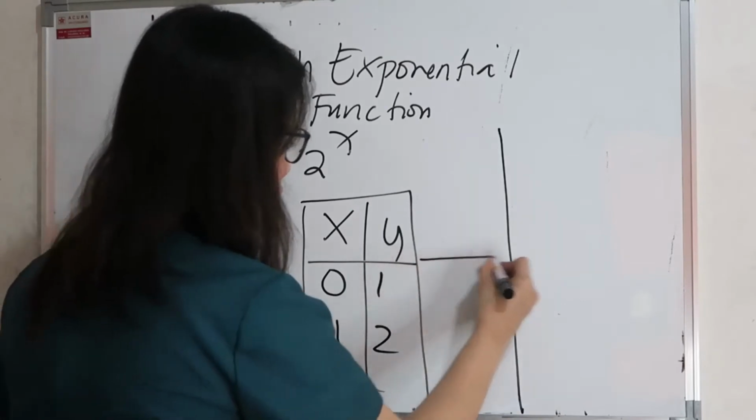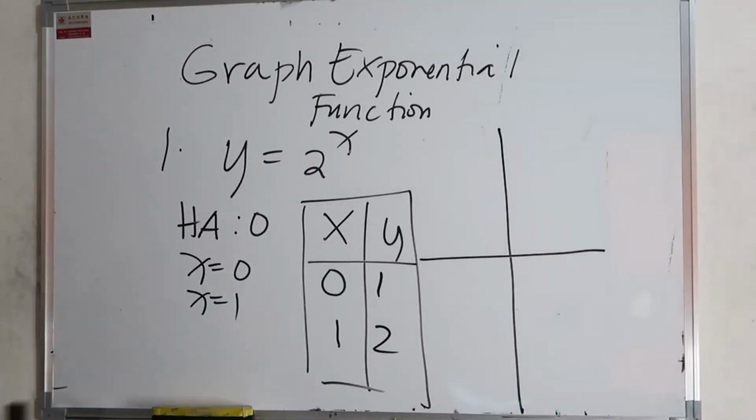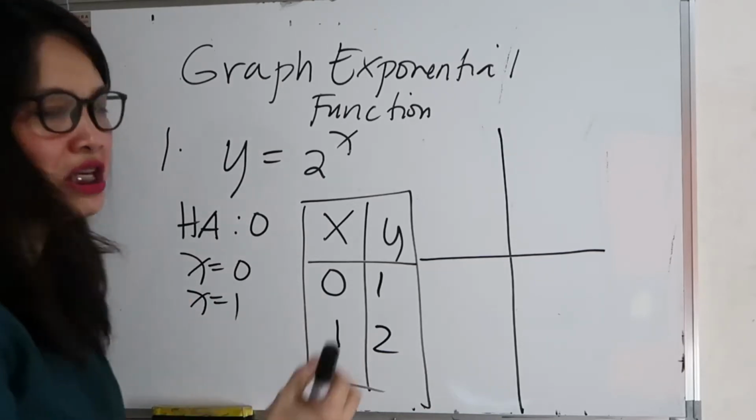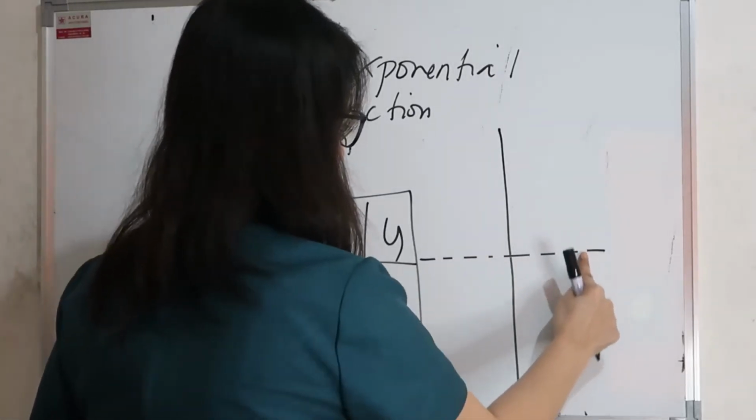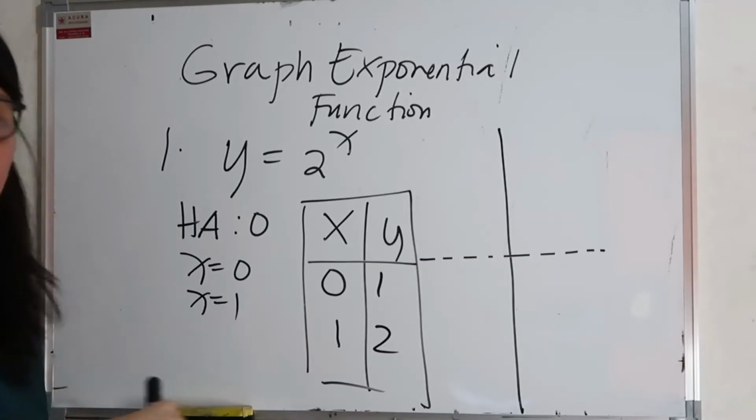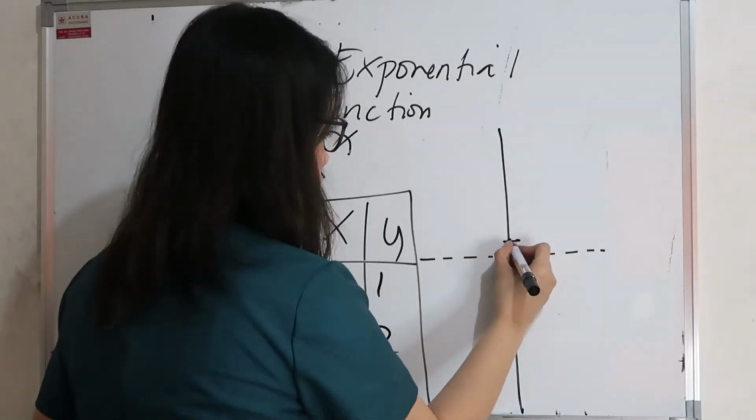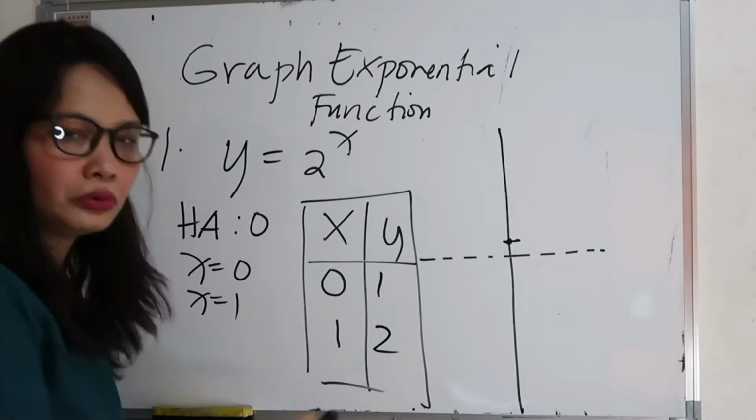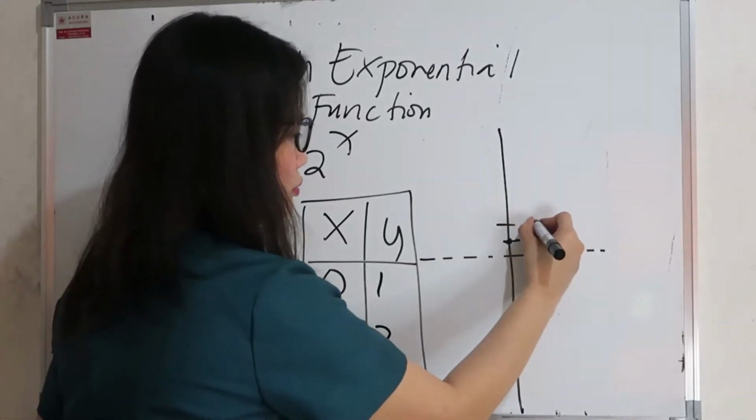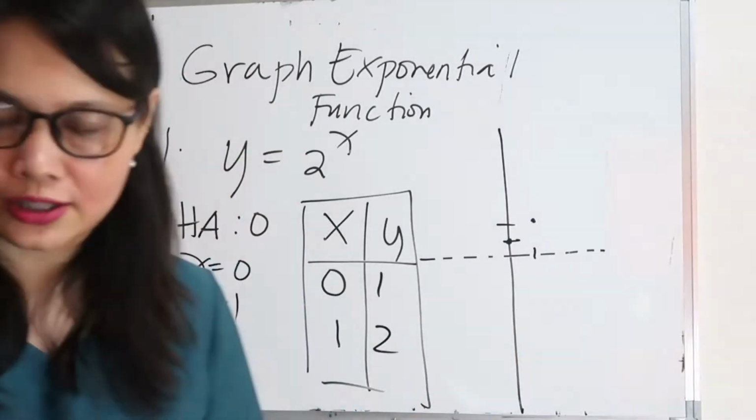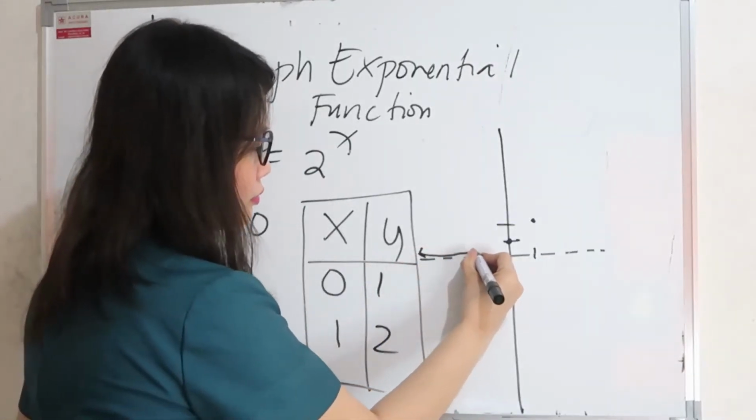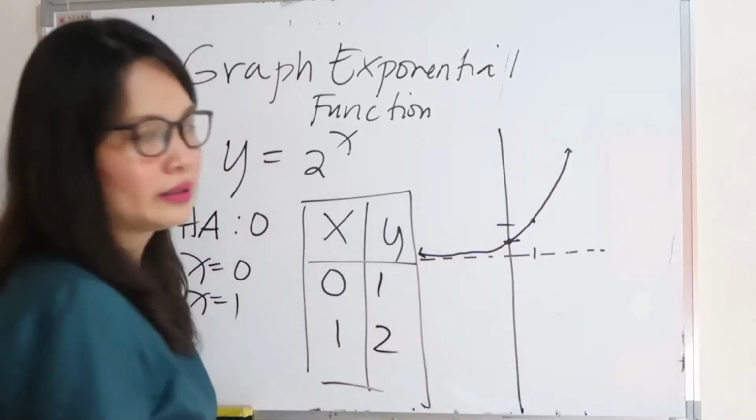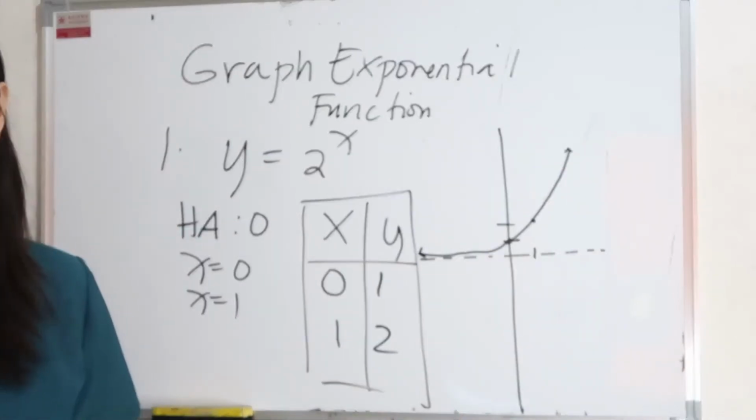So draw a Cartesian plane. First, you need to plot your HA, which is your horizontal asymptote. So your horizontal asymptote is 0. And then you plot the first ordered pair, 0 and 1. Next, 1 and then 2. Then you connect the dots, starting with the horizontal asymptote. So that is the graph of the exponential function.